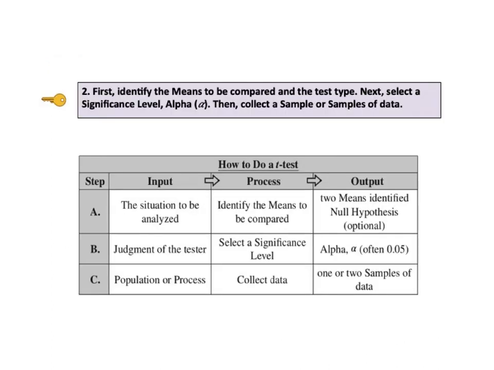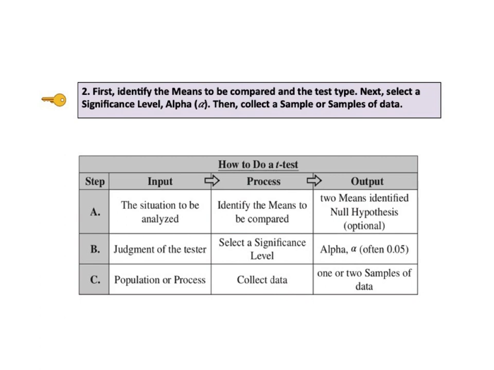Key to understanding number 2 says, first identify the means to be compared and the test type. Next, select a significance level, alpha, and then collect a sample or samples of data. These three steps are shown as steps A, B, and C in the table. This is the usual sequence in inferential statistical analysis. The order is important. We'll go through them in sequence.